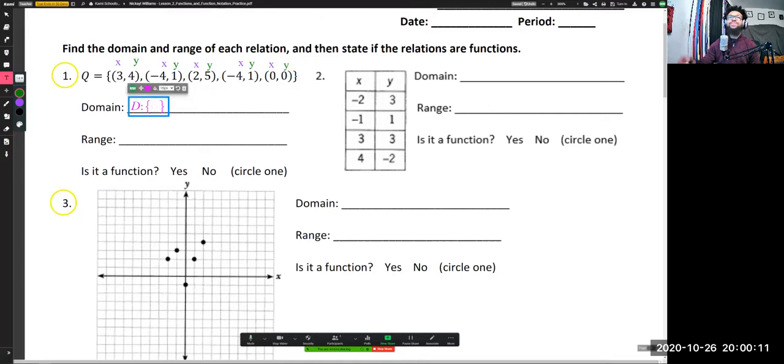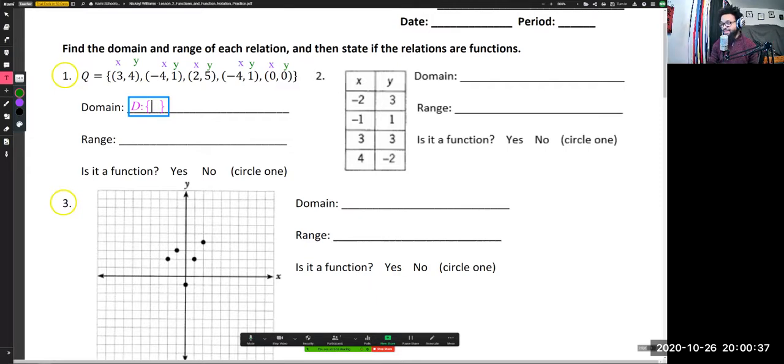I'm going to go back down here to my domain and type this out. Now remember, my domain is all of my X values in that listed set of ordered pairs, okay? So my X values. So I have 1, 2, 3, 4, 5 X values. I'm going to write them in order from least to greatest, and I'm not going to repeat anything that's been repeated more than once, okay? So let's go ahead and write it.